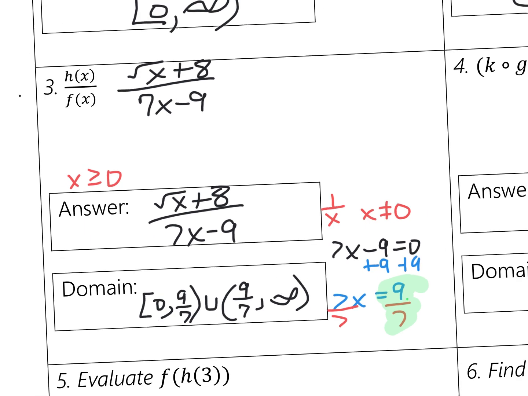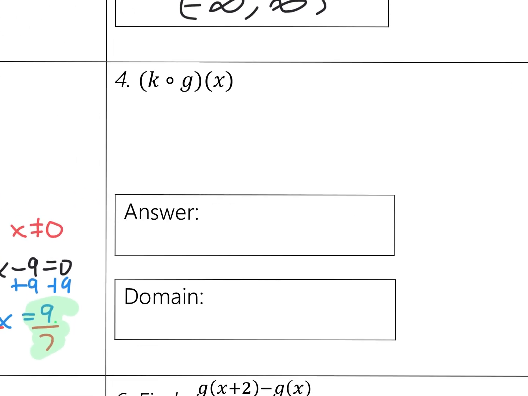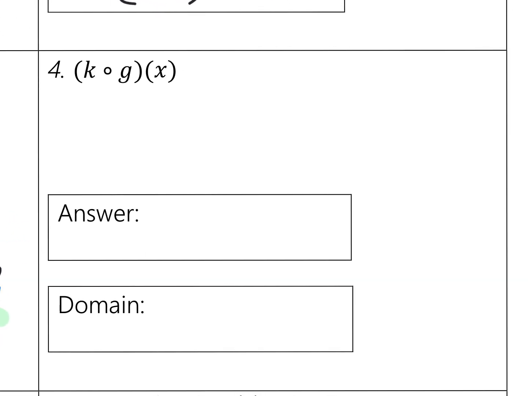All right, now number 4. Okay, so these are our compositions. K of g of x. This is not multiplication. This does not say k of x times g of x. It says k of g of x.